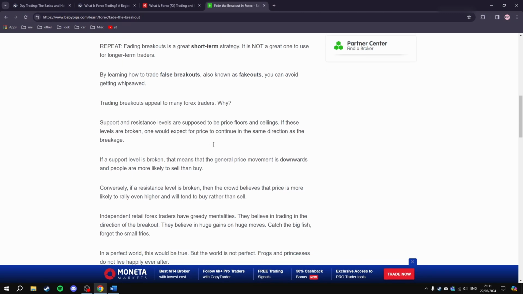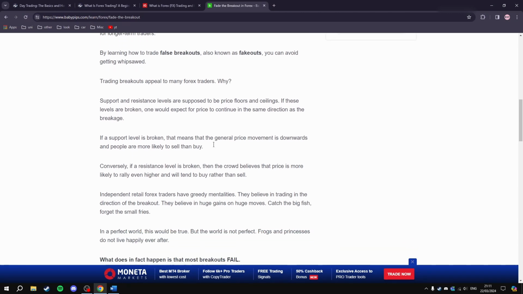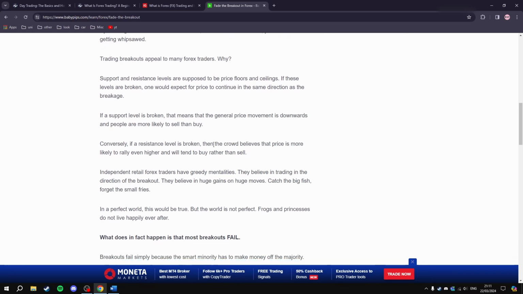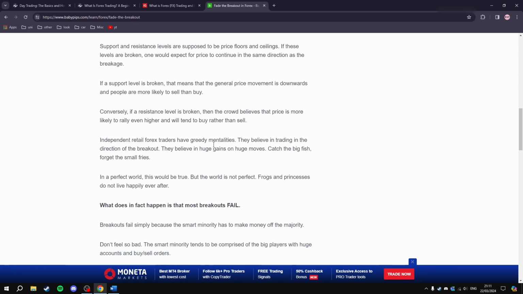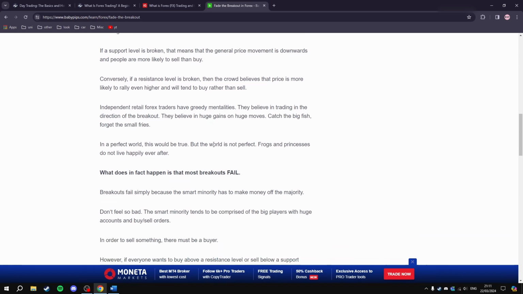Repeat, fading breakouts is a great short-term strategy. It is not a great one to use for long-term traders. By learning how to trade false breakouts, also known as fakeouts, you can avoid getting whipsawed. Trading breakouts appeals to many Forex traders. Why? Support and resistance levels are supposed to be price floors and ceilings. If these levels are broken, one would expect price to continue in the same direction as the breakage.